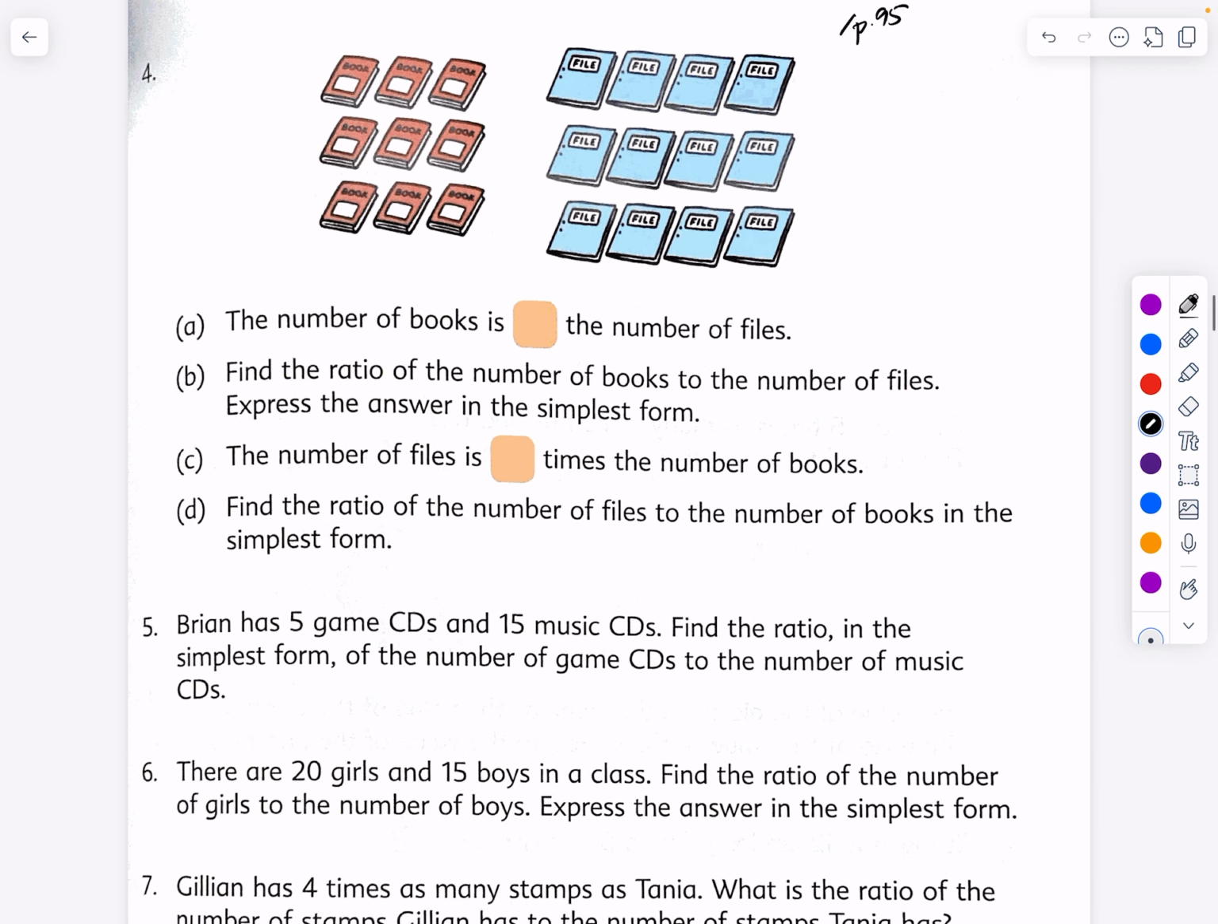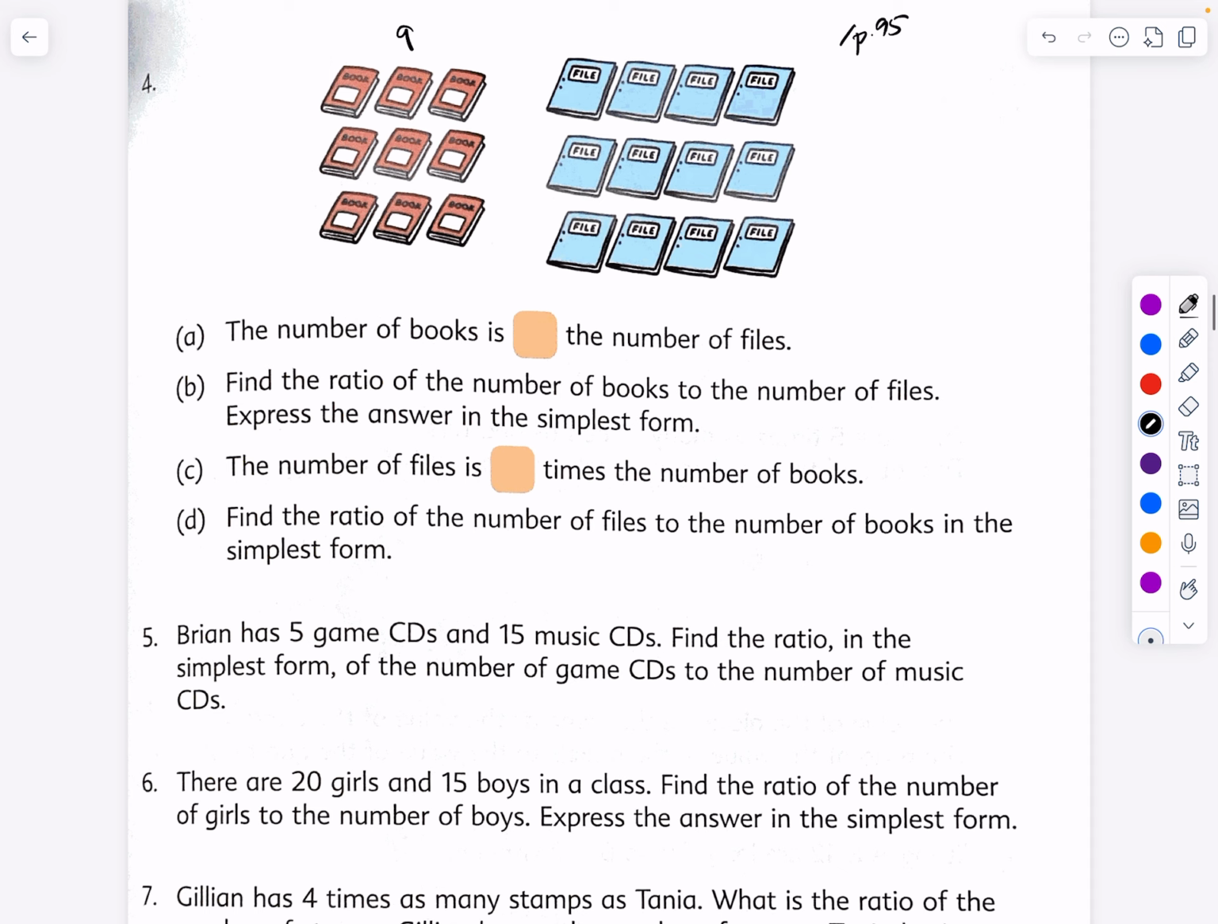Problem number 4. The number of books is blank the number of files. So first let's count. We have 9 books, and we have 4 times 3, 12 files. These are books and these are files. The number of books is 9/12 of the number of files, and we should always simplify. It is 3/4. 3/4, right? The number of books is 3/4 the number of files.